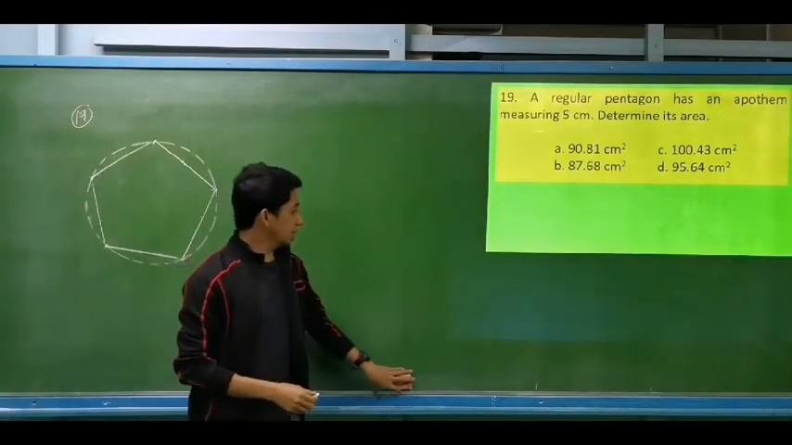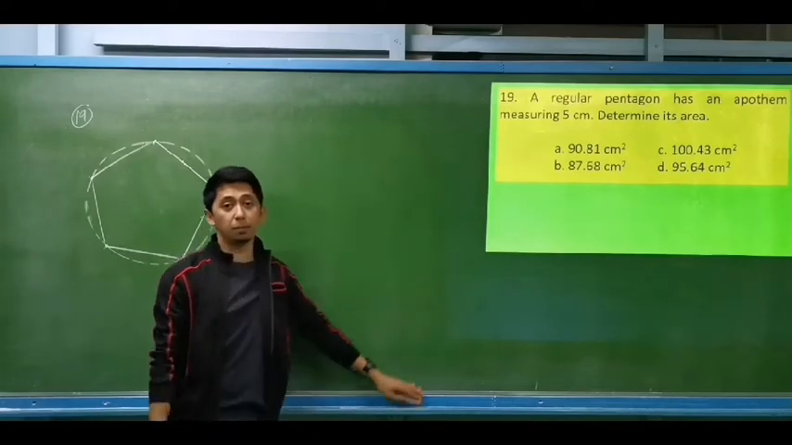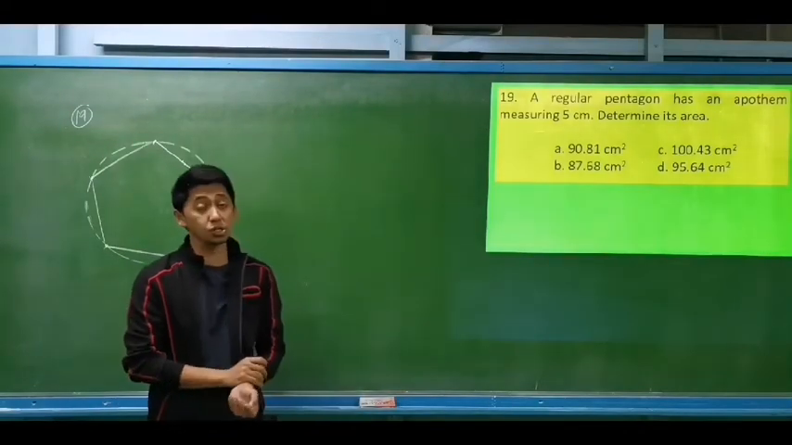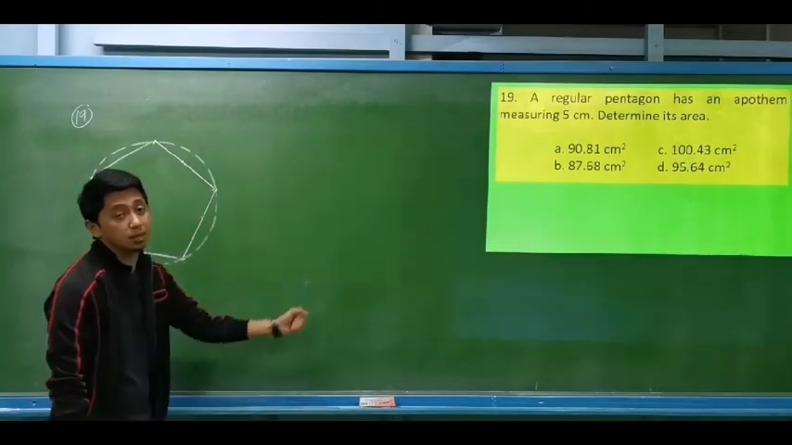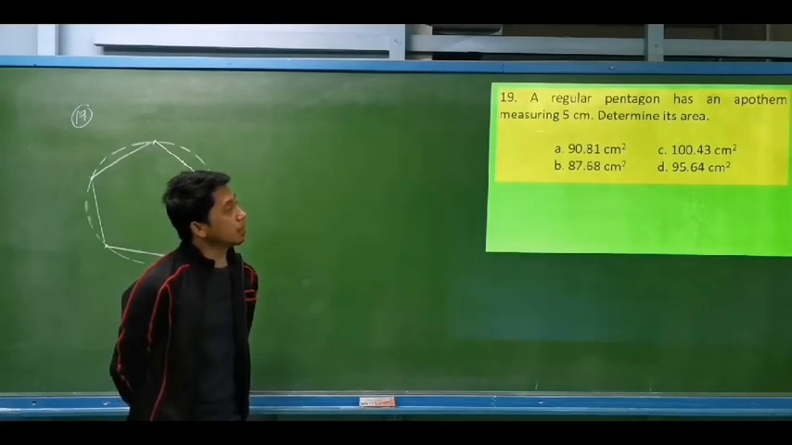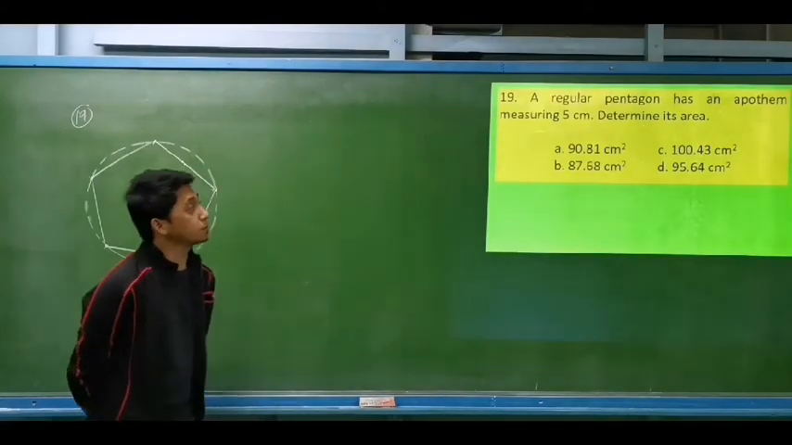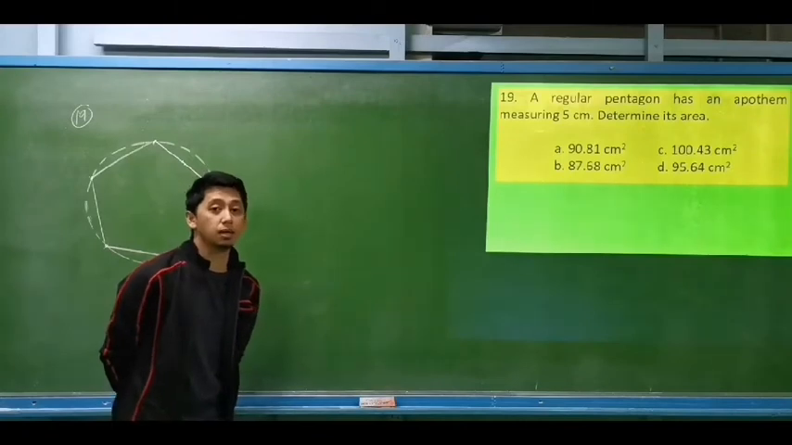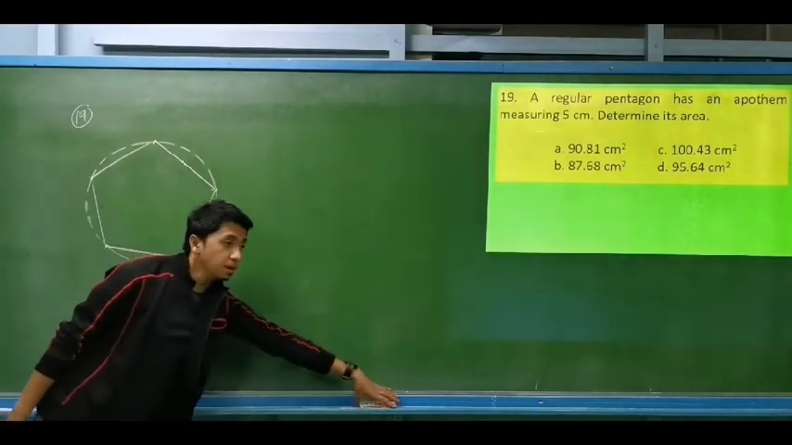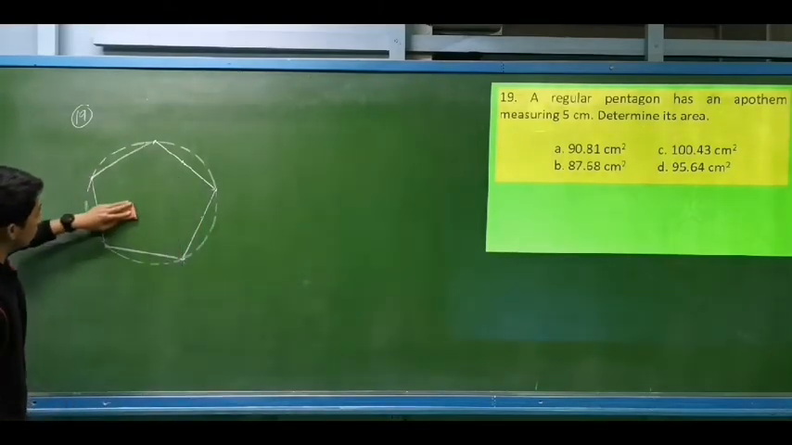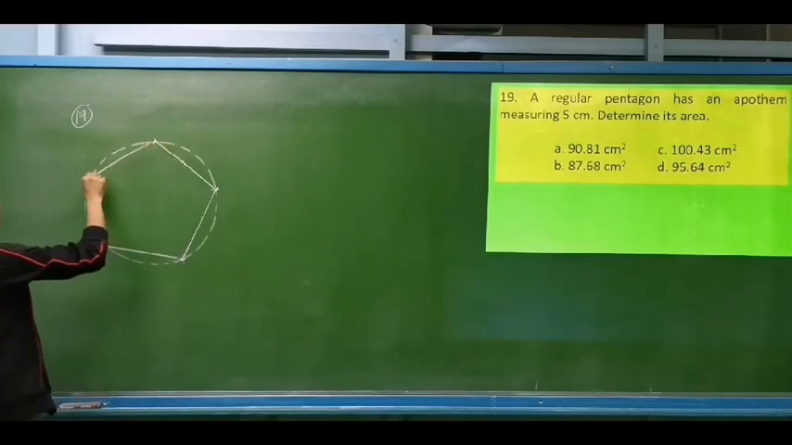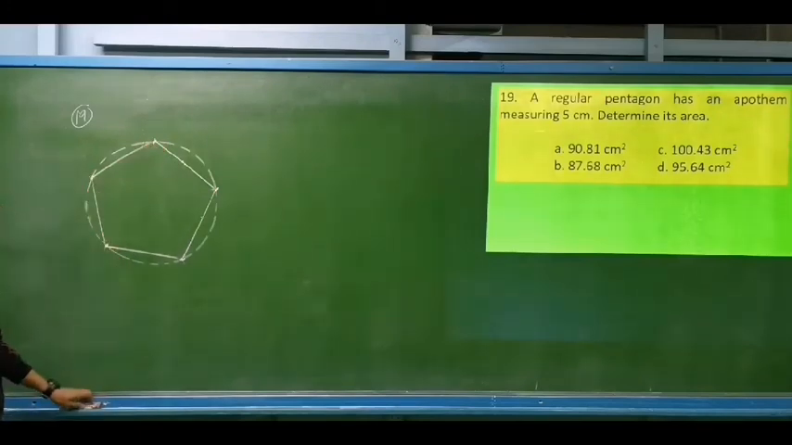As we proceed to problem number 19, example ito ng regular polygon. Pag sinabi natin regular polygon, all sides are equal, all interior angles are equal. Sa problem number 19 tayo, so a regular polygon has an apothem measuring 5 centimeters. Determine the area. Kapag regular polygon din, pwede siyang ilagay sa circle, tapos yung mga corners niya will be on the circumference.